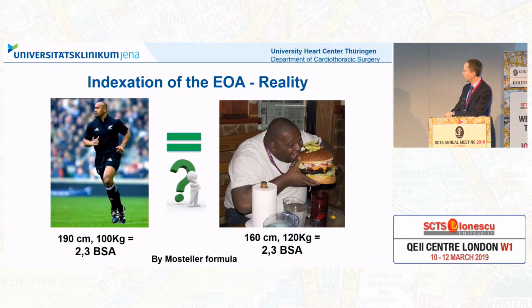So let's take a practical example. You have this guy, he's 190 centimeters, 100 kilograms. His body surface area is 2.3. This guy is 30 centimeters shorter. His body surface area is also 2.3 because he's bigger.